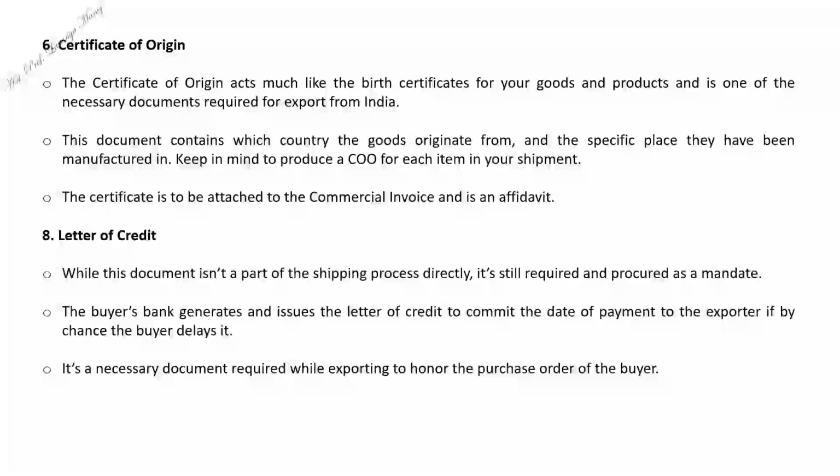Like all the information about the manufacturing place, manufactured in, like Ahmedabad, Gujarat. So the complete address of the manufacturer, the plant location, that would be in the certificate of origin. So keep in mind to produce a certificate of origin for each item in your shipment. That is, if you are shipping different items in different packages, but it goes as a single consignment, for each package you have to attach a certificate of origin. This certificate is to be attached to the commercial invoice and is an affidavit.